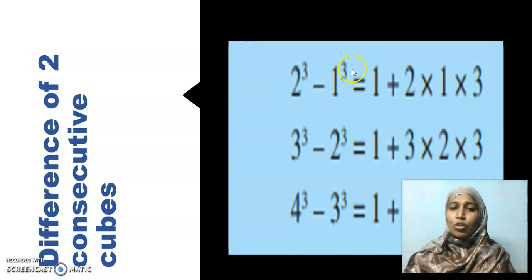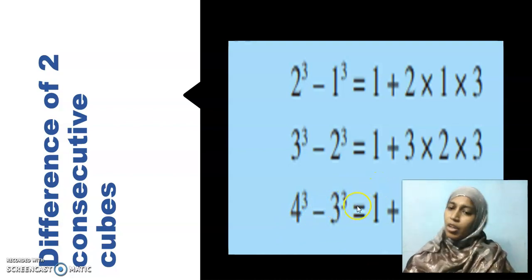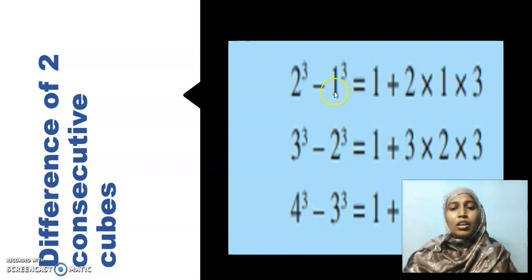1 cube and 2 cube are consecutive cubes. 2 cube and 3 cube are consecutive cubes. Similarly, we will get 5 cube minus 4 cube, 16 cube minus 15 cube, 101 cube minus 100 cube. You will get it. Okay. If I observe this pattern, what do I see here?